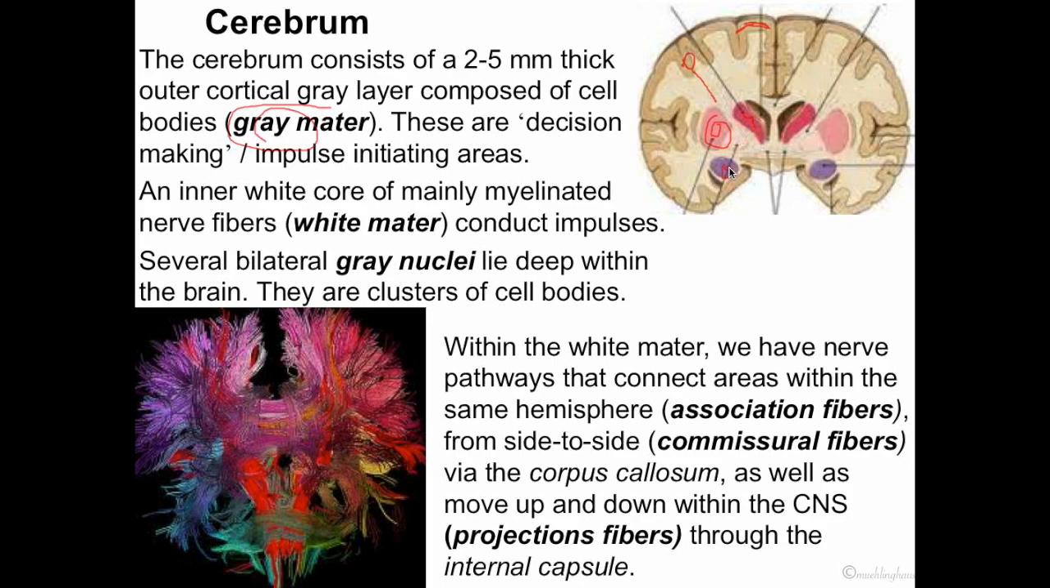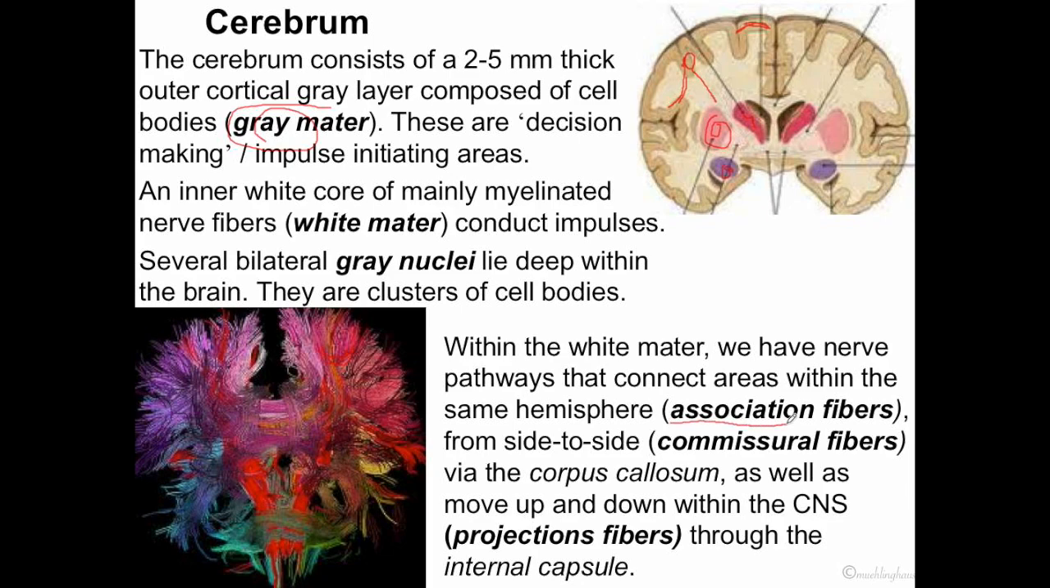The white matter is in nerve pathways that connect areas of the brain together. So we have fibers connecting cell bodies in the same hemisphere. Some pathways go from area to area in the same hemisphere. So this is like here, this picture right here. You can't see that. But those we call association fibers.